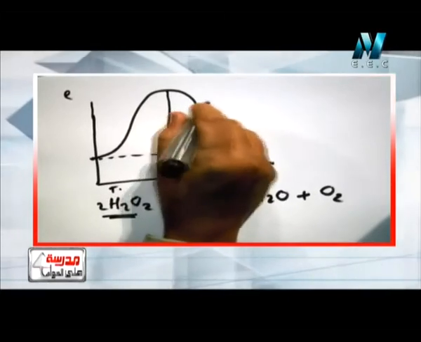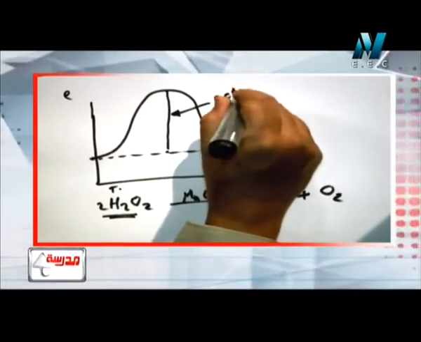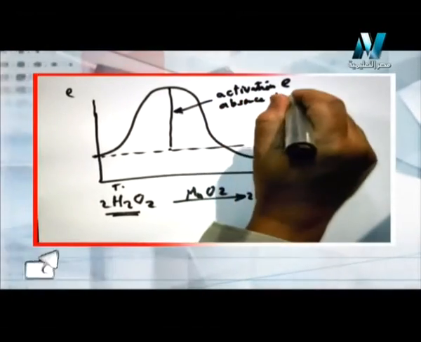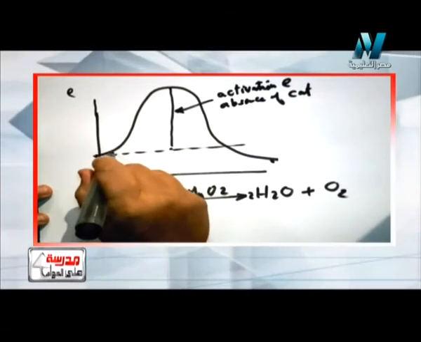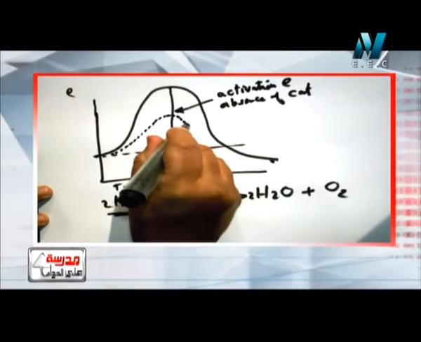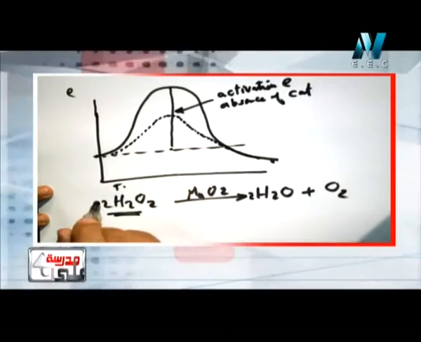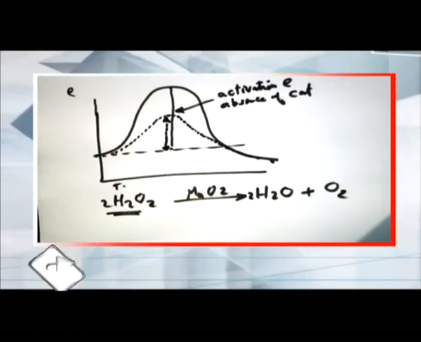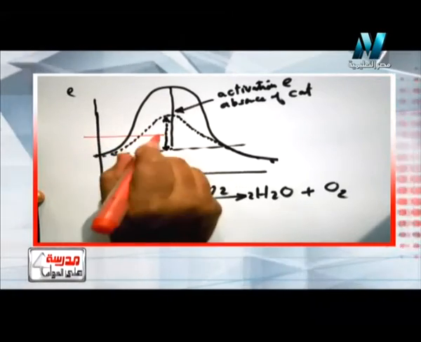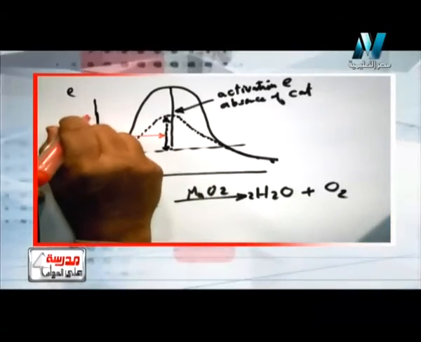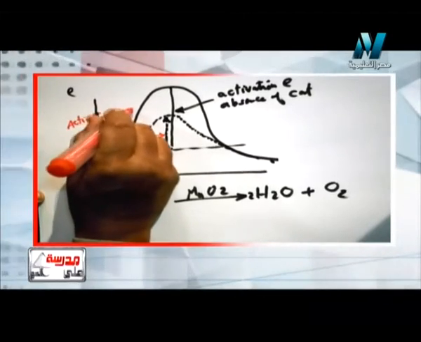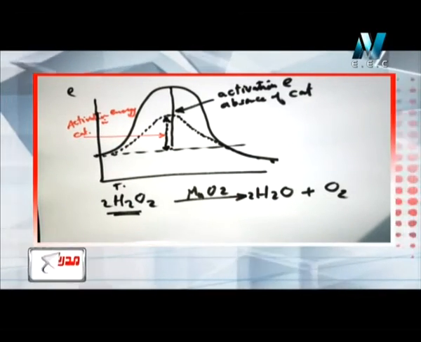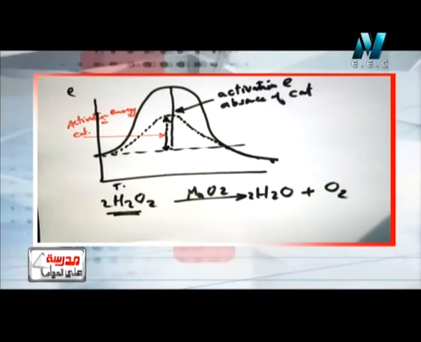This will be the activation energy in absence of catalyst. But in presence of catalyst, it will decrease the activation energy. This distance is the activation energy in presence of catalyst. So the catalyst decreases the activation energy to increase the speed of the reaction.